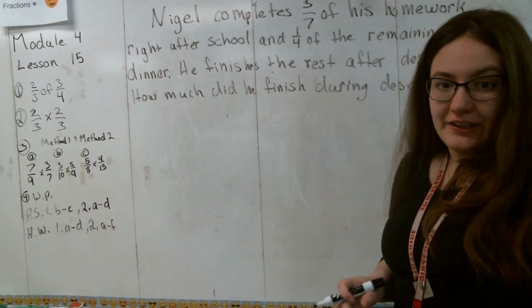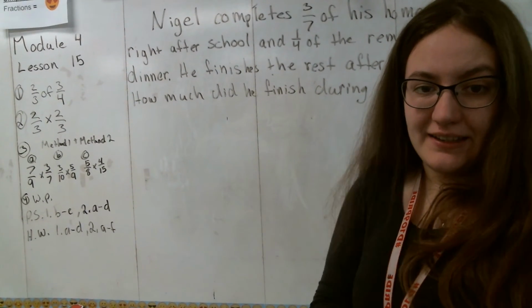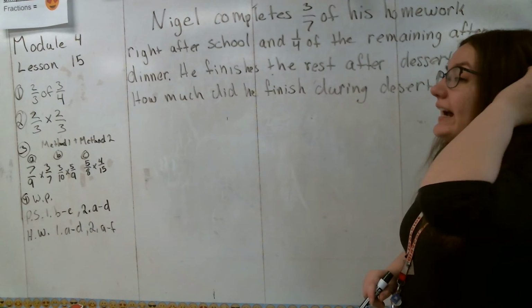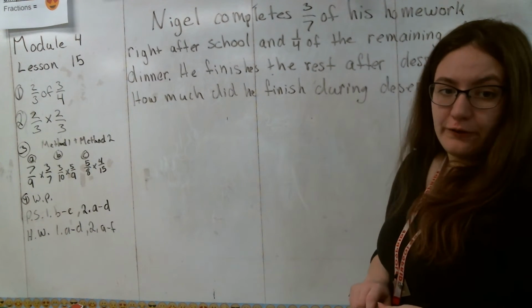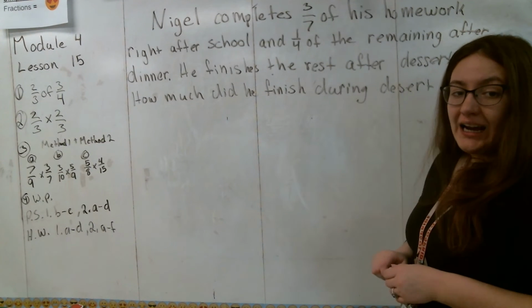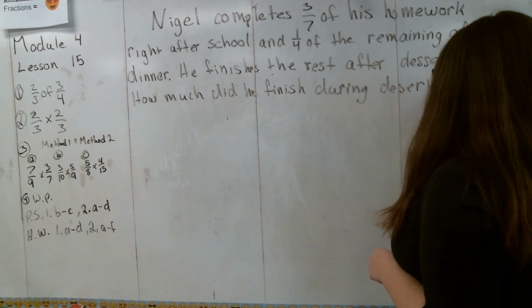All right, 5th grade. So here is our word problem for today's lesson. This word problem says that Nigel completes 3/7 of his homework right after school and 1/4 of the remaining after dinner. He then finishes the rest after dessert. How much did he finish during dessert?